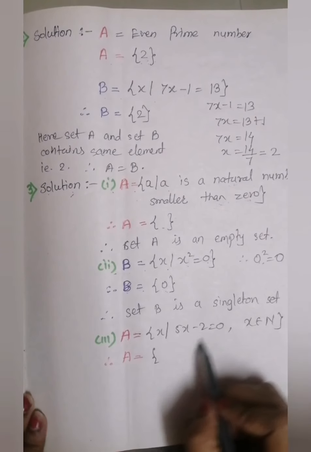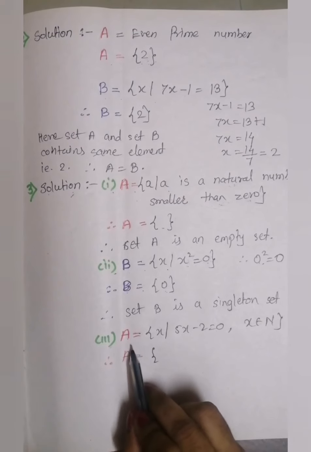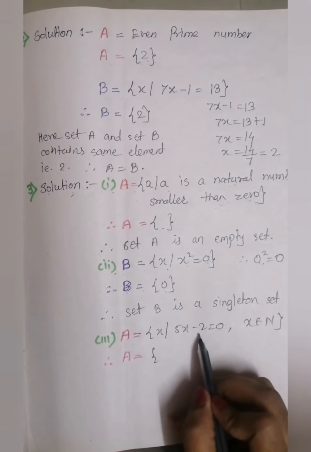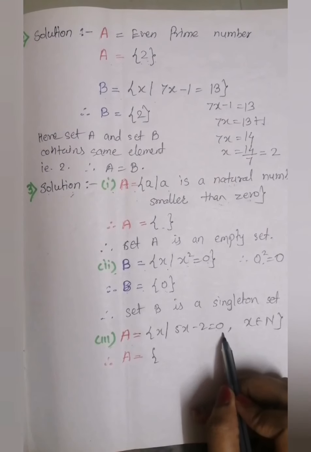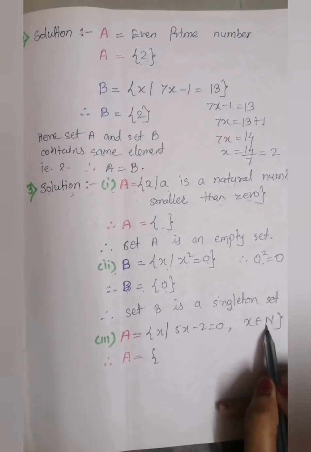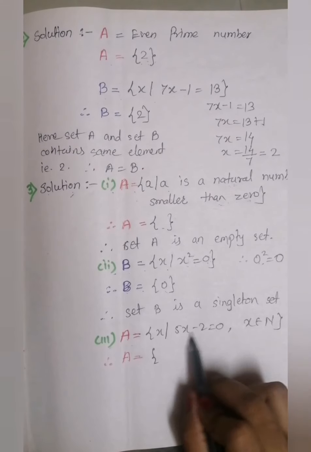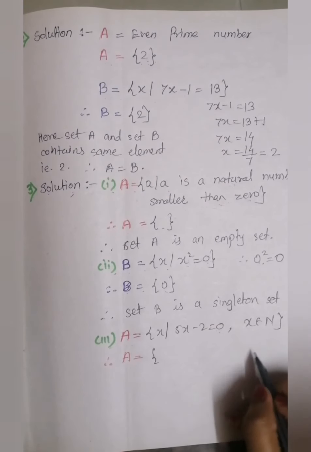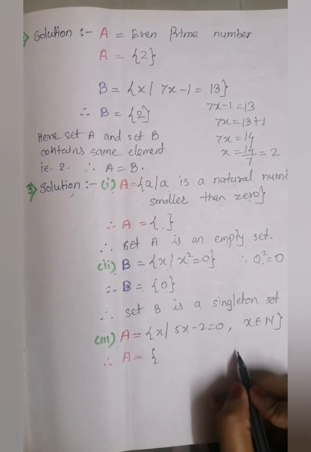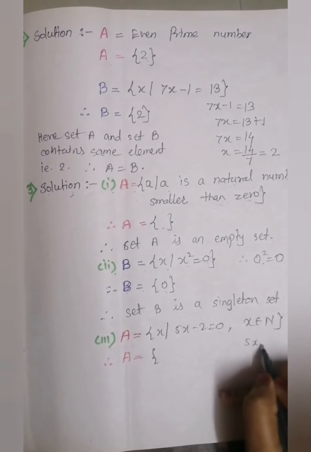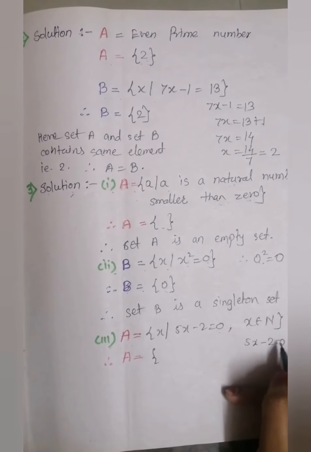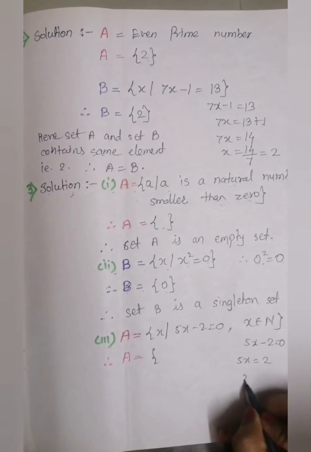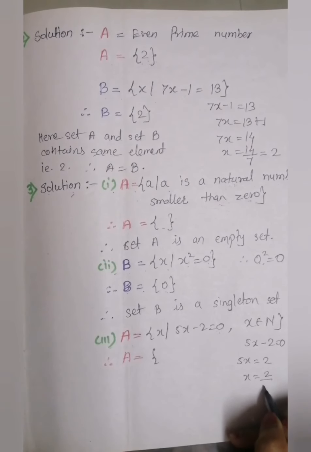Okay, now come to the third. Set A equals {x such that 5x minus 2 equals 0, and x belongs to natural number}, right? So first of all, find out the value of x that we solved in the previous example. So start finding the value of x. This is 5x minus 2 equal to 0. This is 5x equals 2 and x equals 2 upon 5.